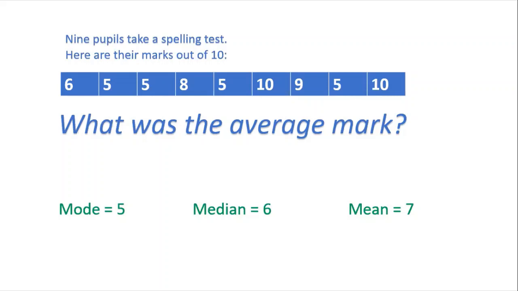Equally, if I want to, for whatever reason, show that the class are not very good at spelling, I'm going to say, well, the average is 5, so they're not very good, so they need to do more spelling homework. So by choosing a different average, I can say something different.